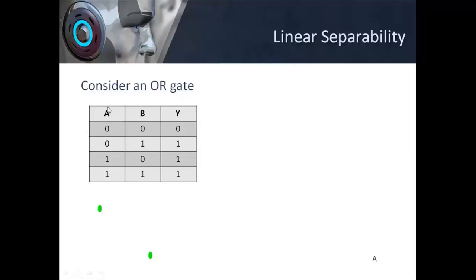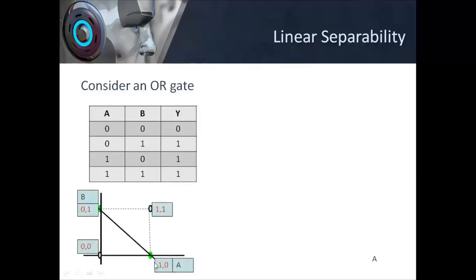So if I plot these two inputs in my xy plane or in a 2D plane, this is my axis for B, this is my axis for A. These are the 4 points where I am going to get my 4 outputs. So at the origin, both A and B are 0. Here my input A is 0 and B is 1. Then at this point both are 1 and this corresponds to 1, 0.